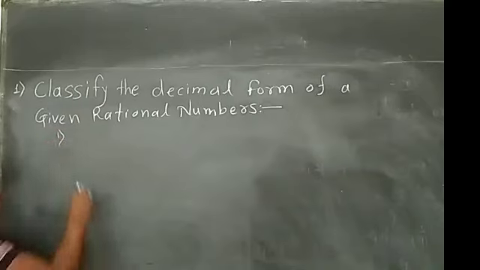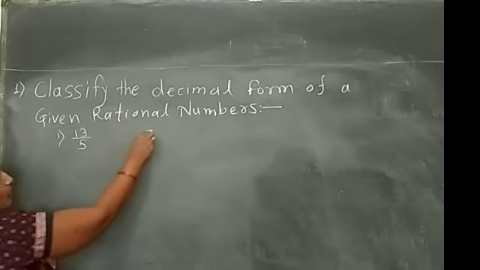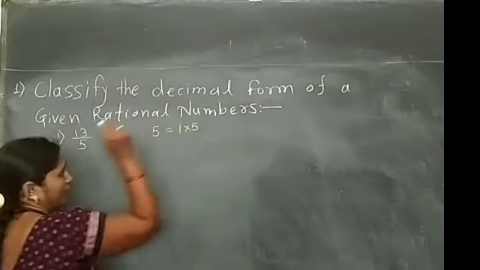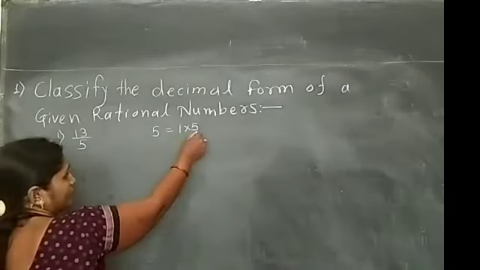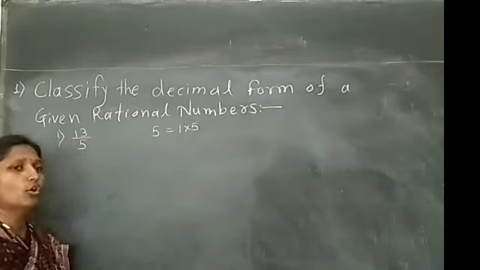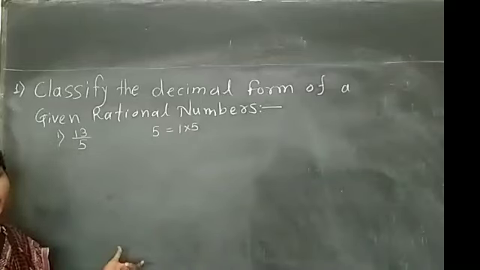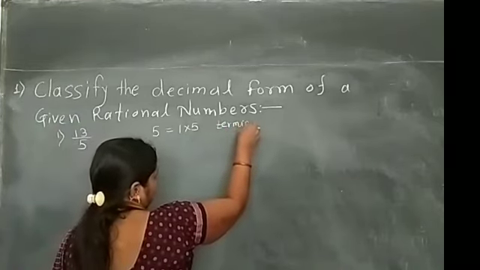In this first example, the number is 13 upon 5. The denominator is 5, and its prime factors are 1 into 5. Here the prime factor is 5, so the decimal form is terminating. Therefore, this is terminating.